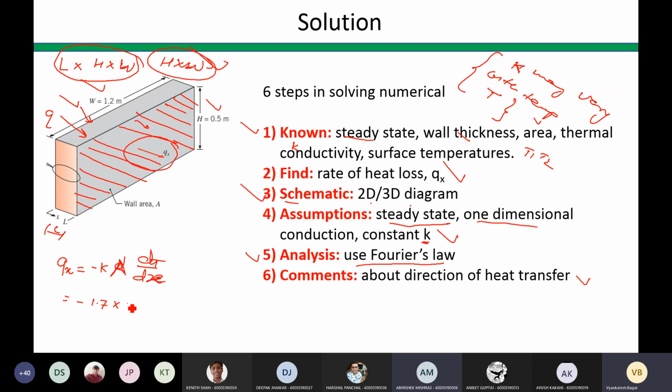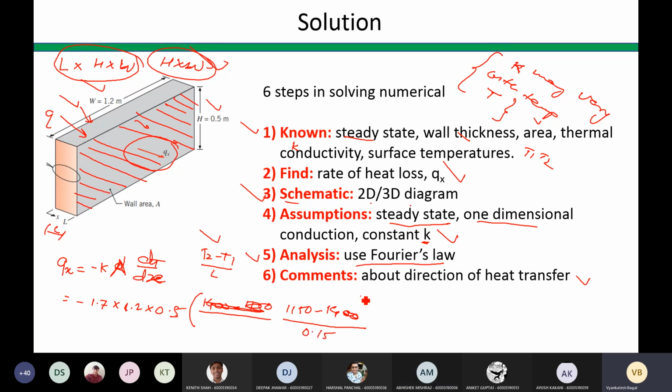So the area is 1.2 into 0.5. And what is the temperature difference? dT by dx. So it should be T2 minus T1 divided by L, right? Yes. So it is 1400 minus 1150. Sir, you have given T1 minus T2. Okay. So 1150 minus 1400, right? Yes. Always write it as T2 minus T1.